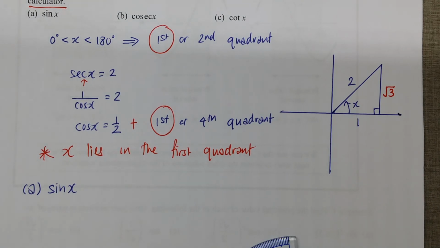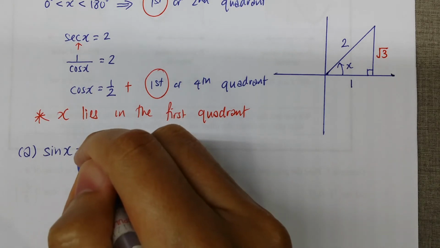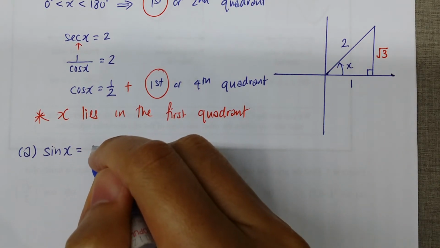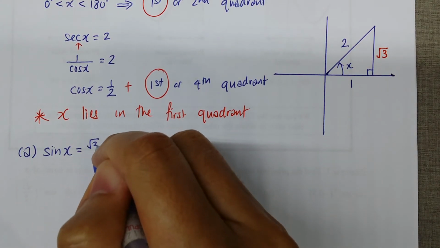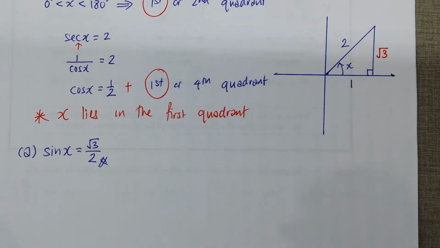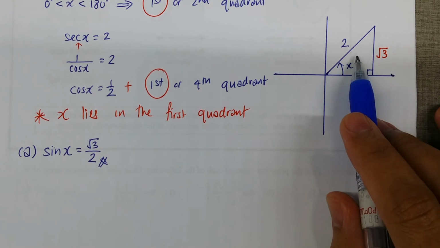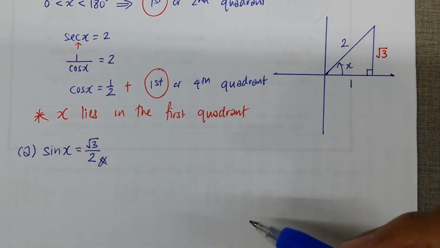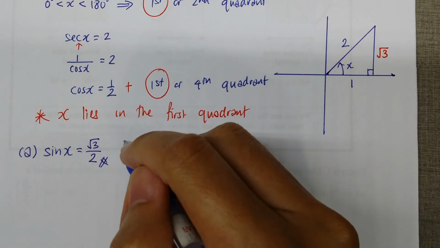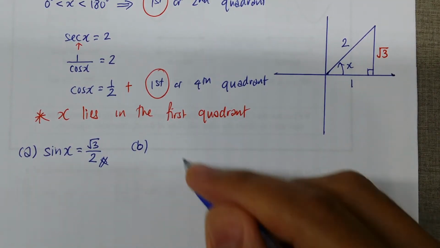So question 1 is easily done. Look at the diagram. Sine x equals opposite over hypotenuse. Square root of 3 is opposite, hypotenuse is 2. That's the answer: square root of 3 over 2. And it makes sense, right? ASTC, first quadrant, all must be positive. So sine is positive. Totally makes sense to me. I hope it makes sense to you.